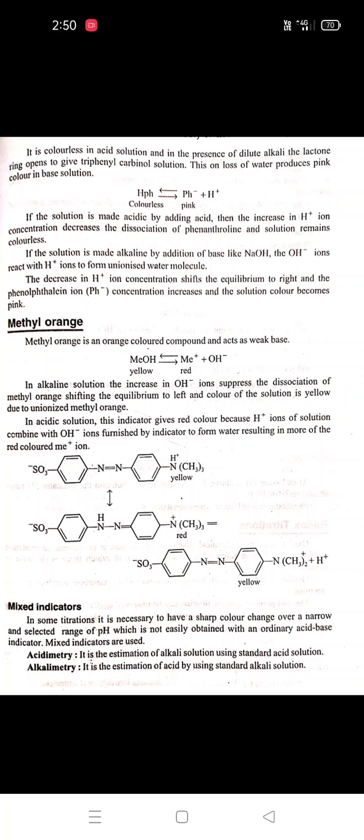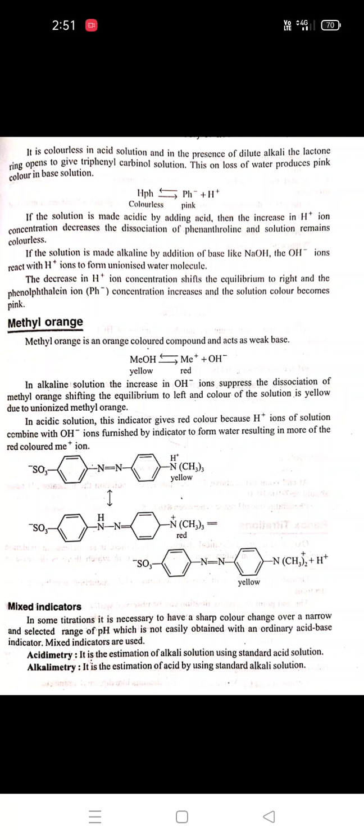Generally, if ions are more present, then red color appears. Let's see what is happening. How does methyl orange work in the presence of acids and in the presence of base? So what is the difference? Generally we know about the common ion effect. The common ion effect is also very helpful in understanding these theories.